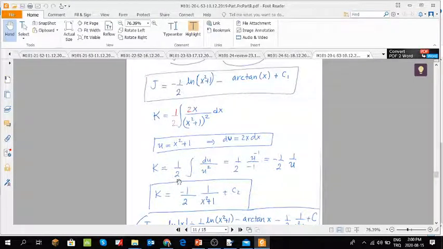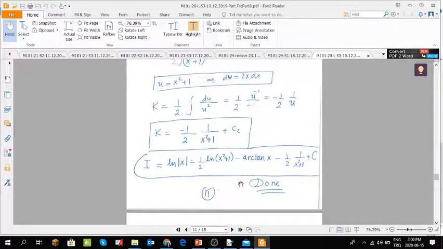K is equal to 1 over 2 times du over u squared, because 2x dx is du. X squared plus 1 squared is u squared. The antiderivative is -1 over u, so -1 over 2 times 1 over u plus a constant. What is u? U is x squared plus 1. We put it back in. This is our k. I put the j back in and k back in, and this is my I that I want to find.